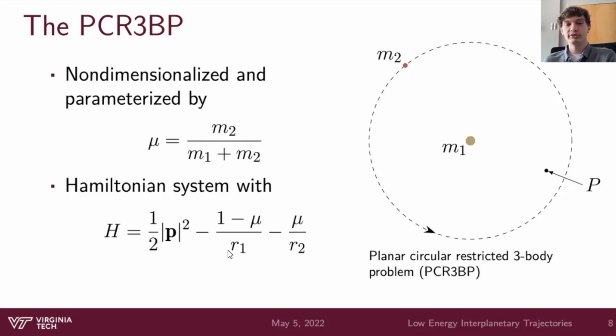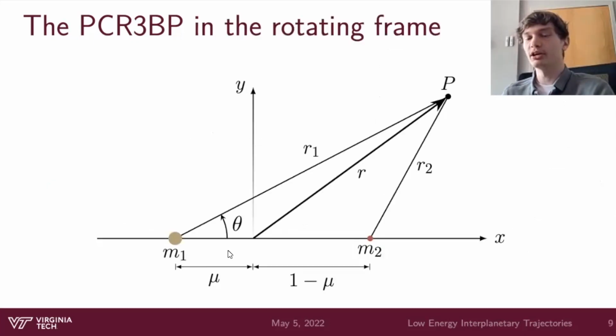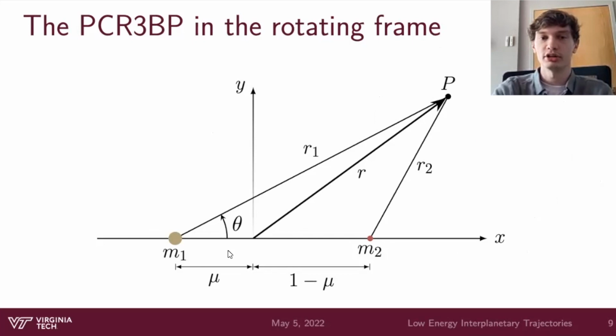And what we specifically care about is that this Hamiltonian is time dependent, and what we want is a time independent Hamiltonian. So what we can do is switch into a rotating frame that aligns the two bodies. It puts them stationary on the x-axis. So this induces a time independent Hamiltonian, which makes a constant of motion.